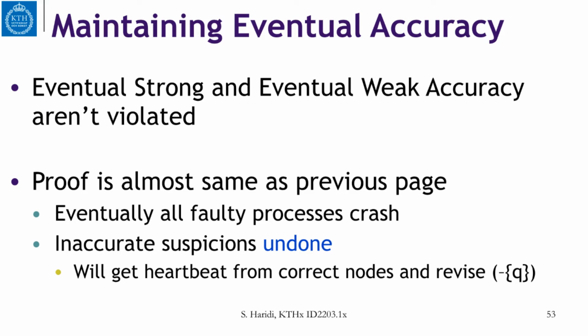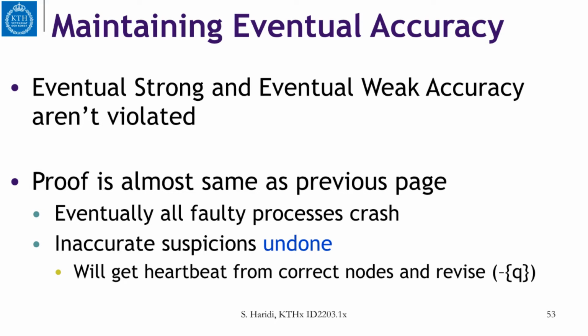By the same method, eventual strong and eventual weak accuracy are not violated, and the proof is almost the same. Eventually, all faulty processes will be detected and inaccurate suspicion undone. So we'll get heartbeats from correct nodes and revise our decision. But eventually everything works as in the case of strong and weak accurate failure detectors.